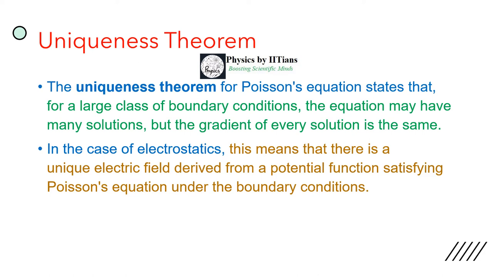First of all, you should know about a beautiful theorem, the uniqueness theorem. This uniqueness theorem for the Poisson equation states that for a large class of boundary conditions, the equation may have many solutions, but the gradient of every solution is the same. And in the case of electrostatics, this means that there is a unique electric field derived from a potential function satisfying the Poisson equation under the boundary conditions.